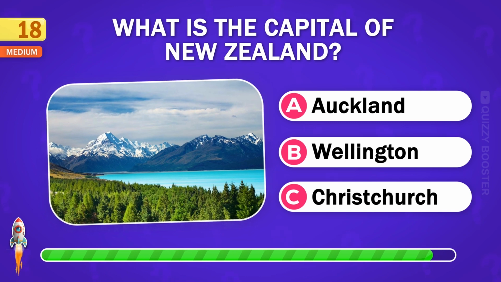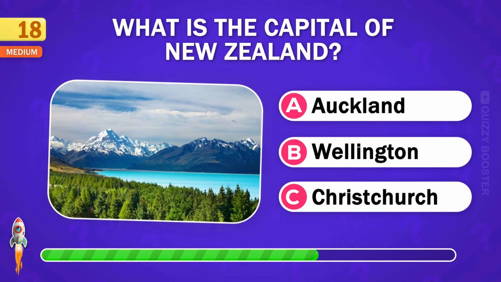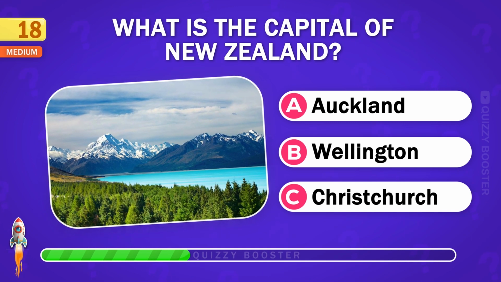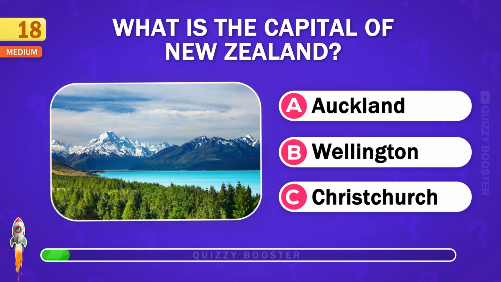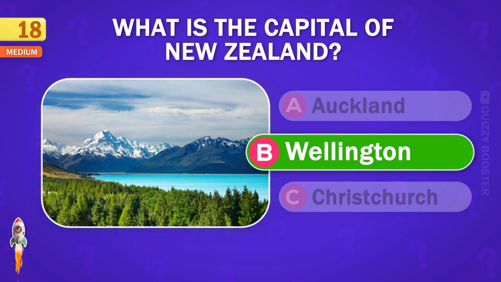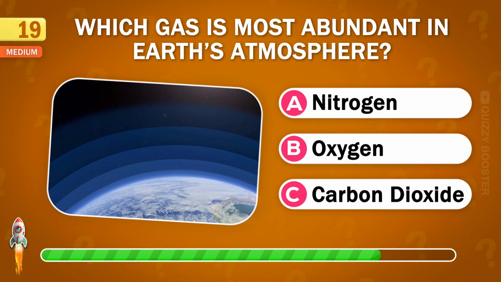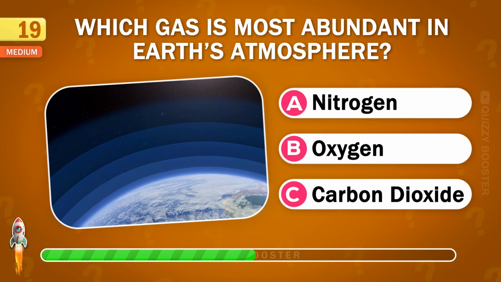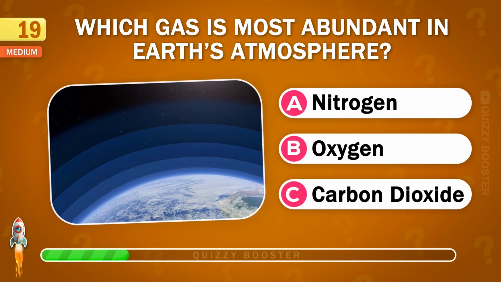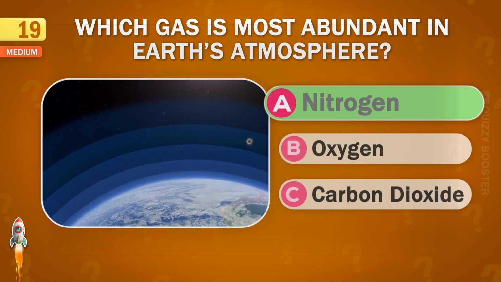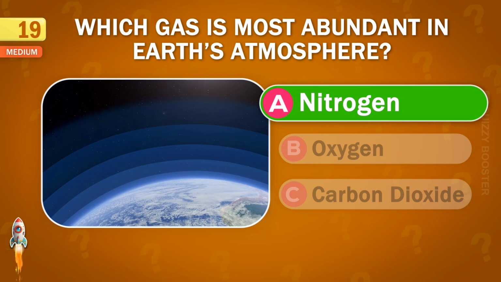What is the capital of New Zealand? Wellington. It is located at the southern tip of the North Island. Which gas is most abundant in Earth's atmosphere? Nitrogen. It makes up about 78% of the air.